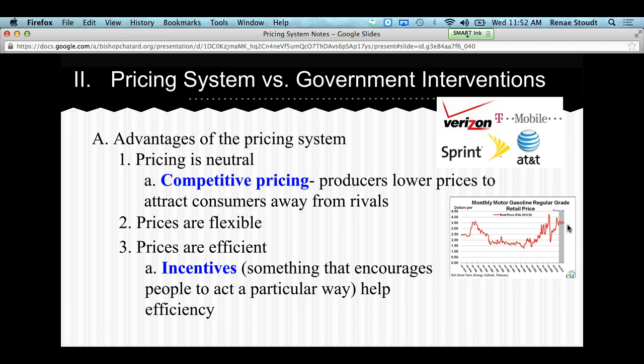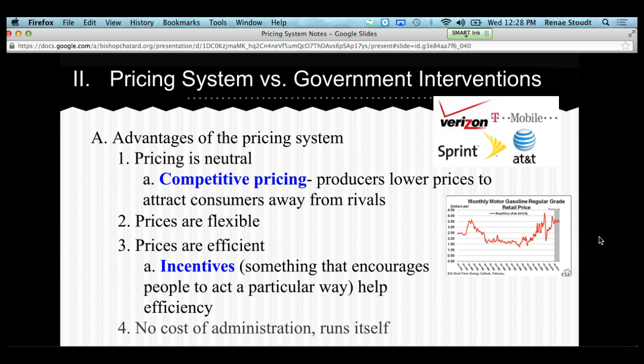All right, so like I said, they have incentives. Something that encourages people to act in a particular way is what an incentive is. And it helps with efficiency because we have incentives as consumers to try and save the most money, and producers have the incentive of trying to make the most profits, the most amount of money.